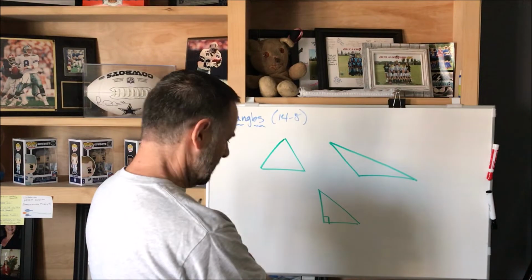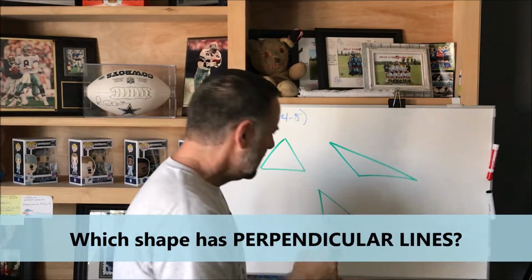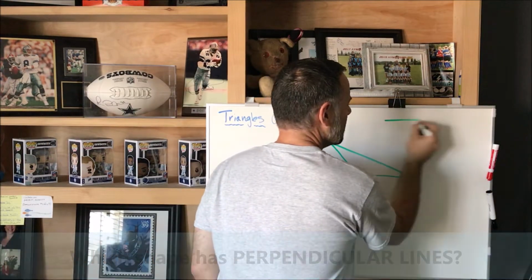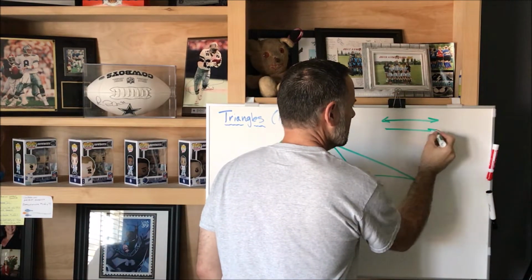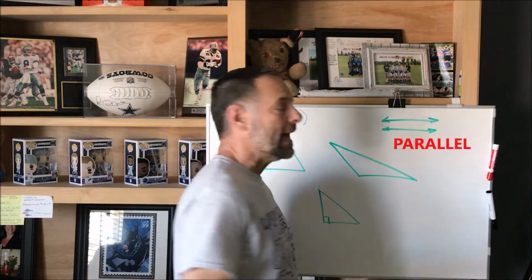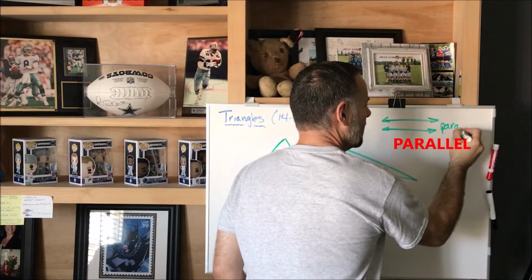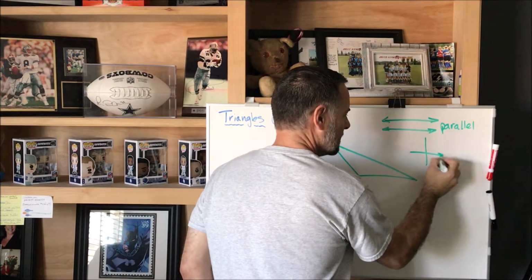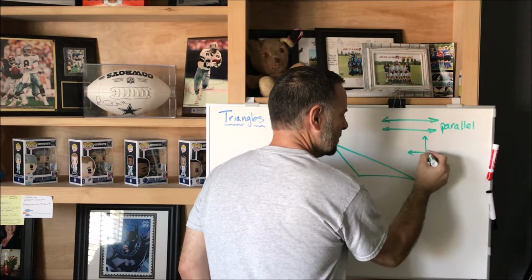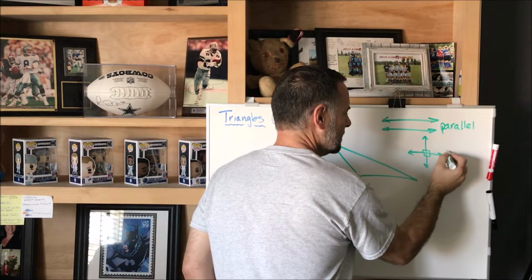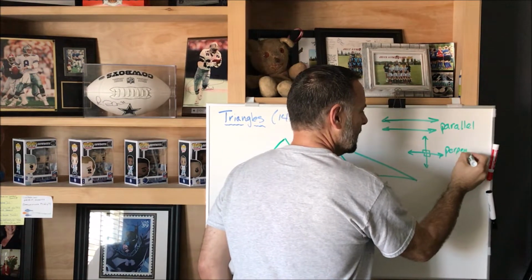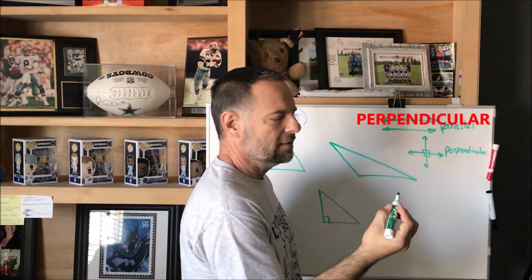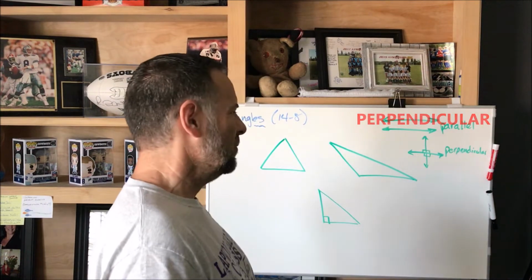Now I want to figure out which one of these shapes has perpendicular lines. Remember, go back to your vocabulary. Lines that run like this are parallel. Lines that run like this and form those perfect little squares right here are perpendicular. So we've got to figure out which ones are perpendicular.